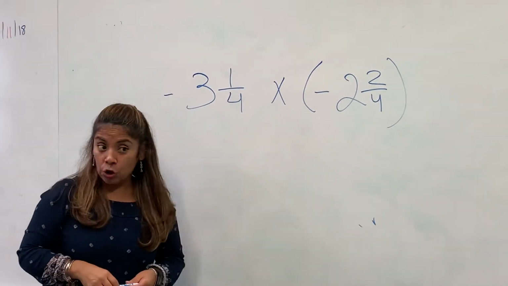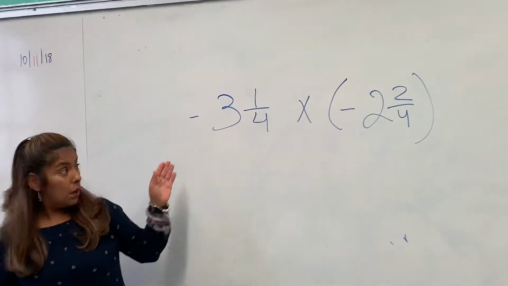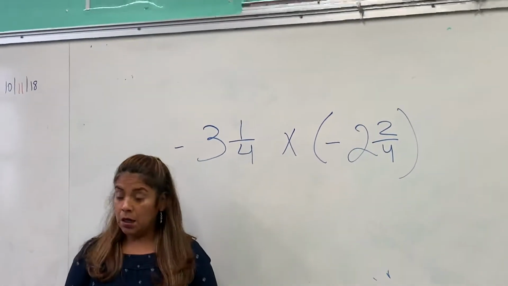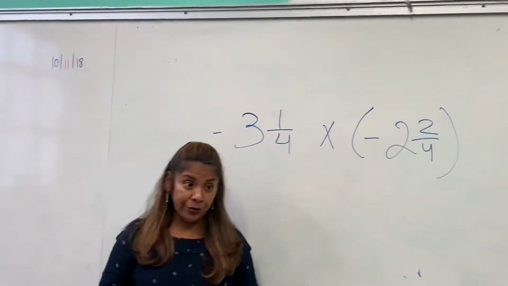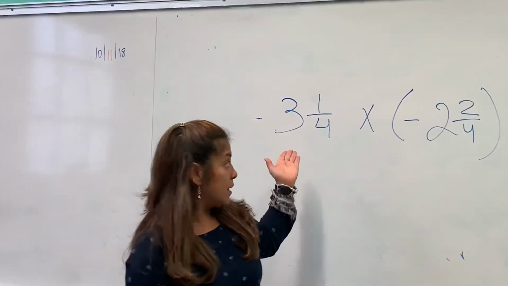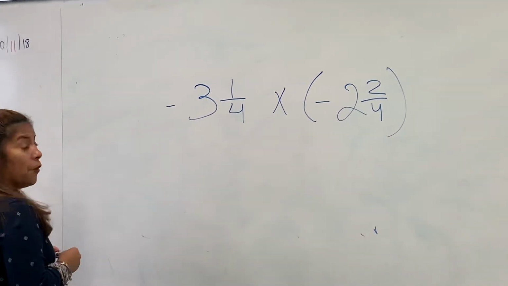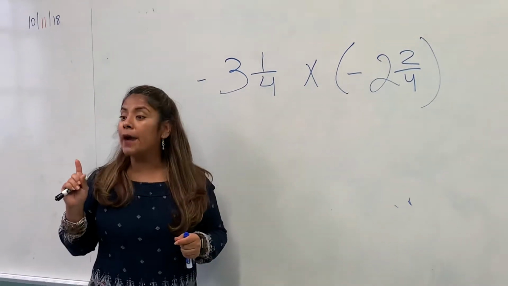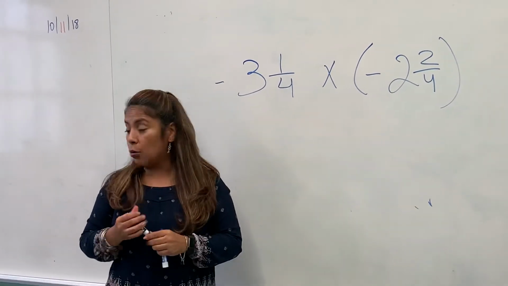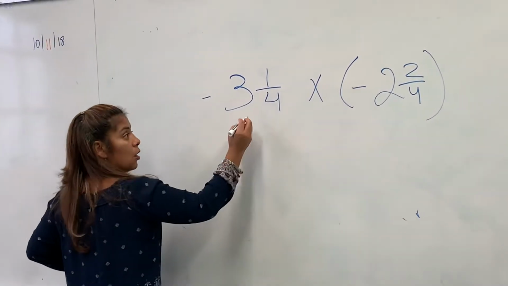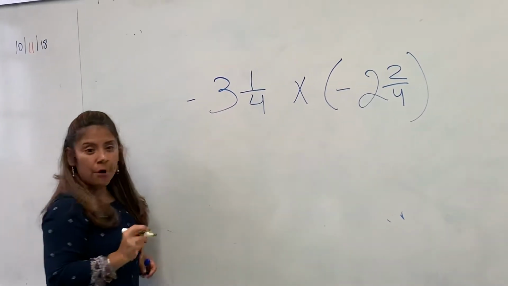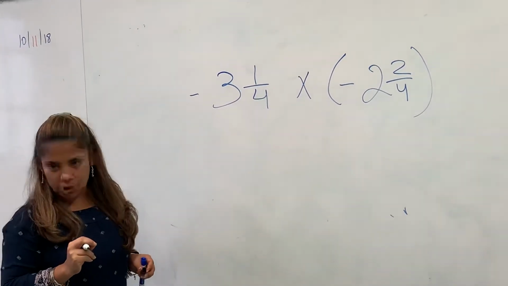So now, this is what we're going to be doing. We're going to be multiplying rational numbers, okay? In this case, we have mixed numbers here. And the first thing we should do before multiplying the mixed numbers is the following. We are going to change this mixed number into an improper fraction.